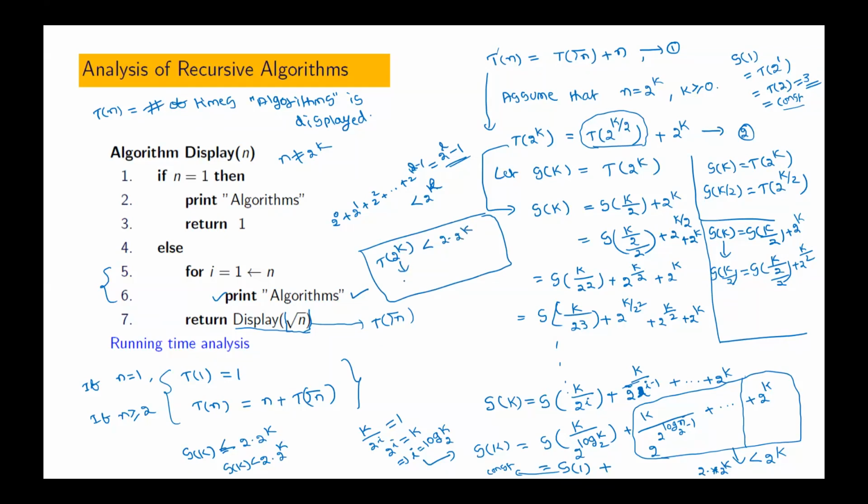What is T of 2 power k? T of n. It is less than 2 into n. Is that okay? 2 power k is n, no. Then therefore T of n can be written as big O of n. Is that correct?